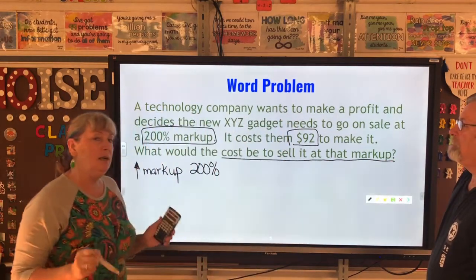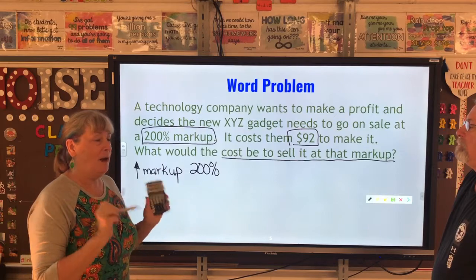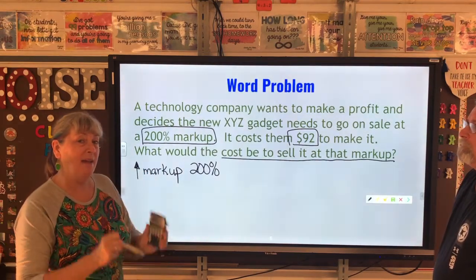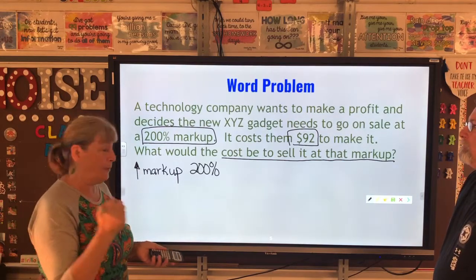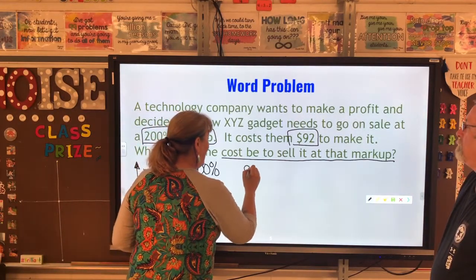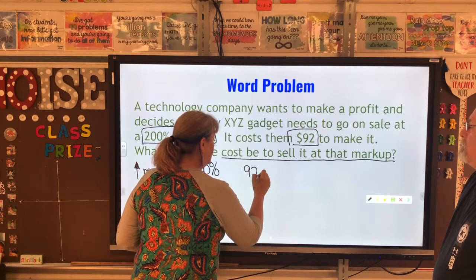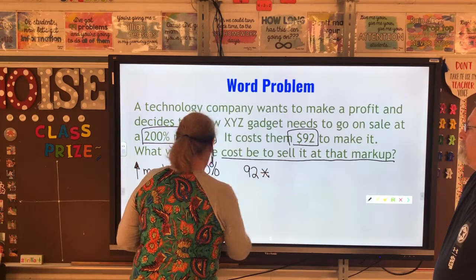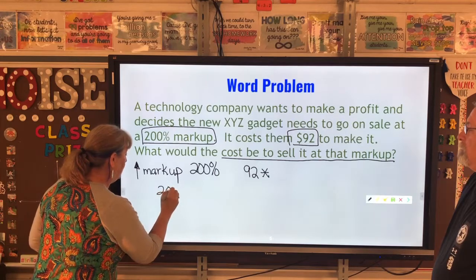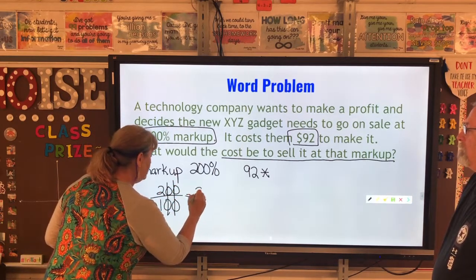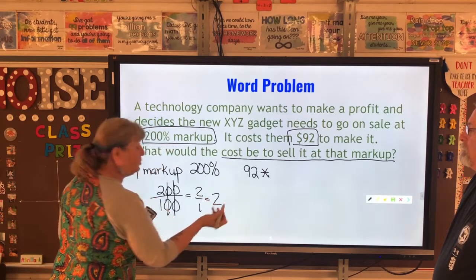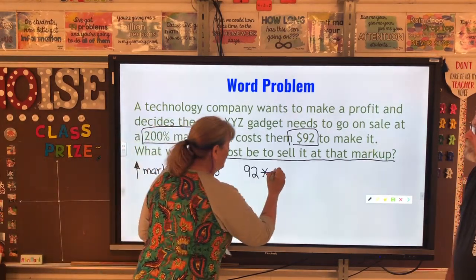So I do need a total cost, okay? Not just the markup, but the markup and the cost it takes to make it. So this is a two-stepper, all right? So I'm going to take my $92 and I'm going to times it by 200%. Now I'm going to go over here, 200% out of 100. I'm going to cross that out. That's 2 out of 1, which is the same as 2. So that's a whole number. I'm going to take 92 times 2.